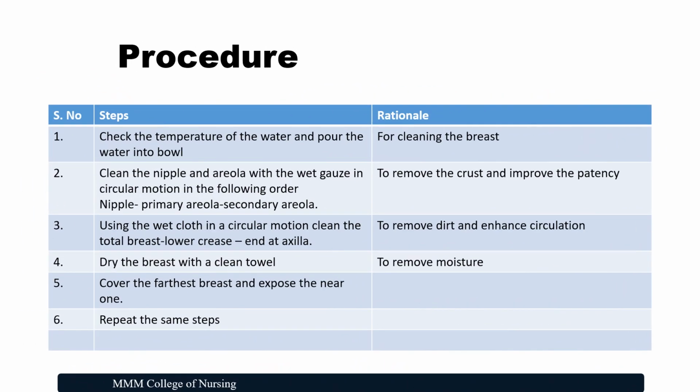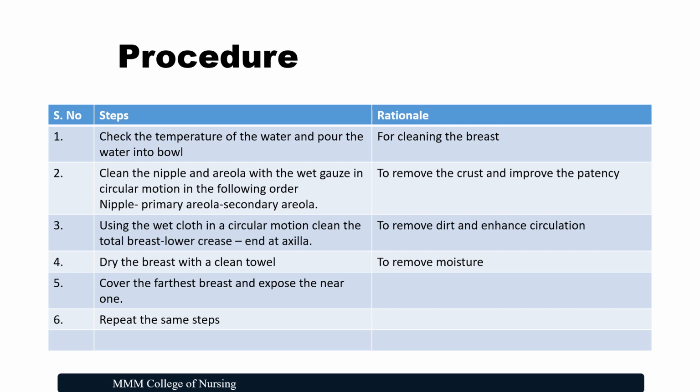This is the step by step procedure, how we have to do. First is to check the temperature of the water and pour the water into the bowl for cleaning the breast. And then clean the nipple and areola with a wet gauze in circular motion in the following order: first is the nipple, and then primary areola, and then the secondary areola.